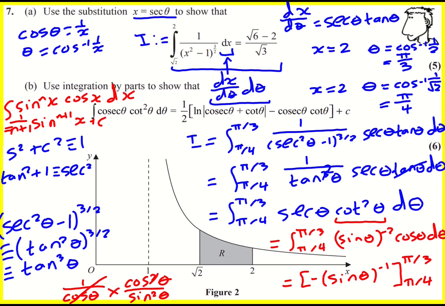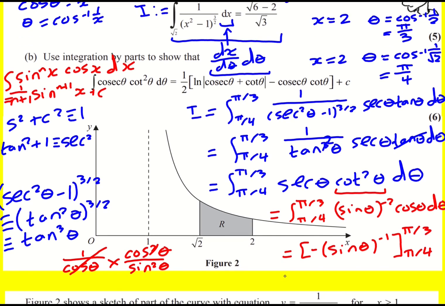Pi over 3, pi over 4, ready to substitute in. So I get minus 1 over sine of pi over 3, and then minus minus becomes plus 1 over sine pi over 4. Sine of pi over 3 is root 3 over 2, so it's actually minus 2 over root 3.